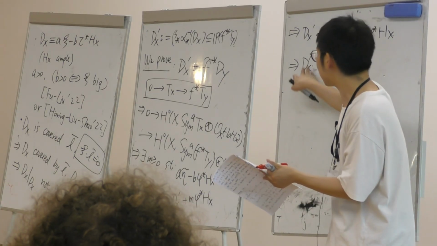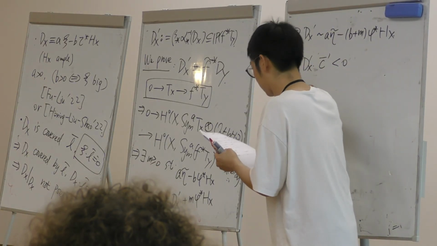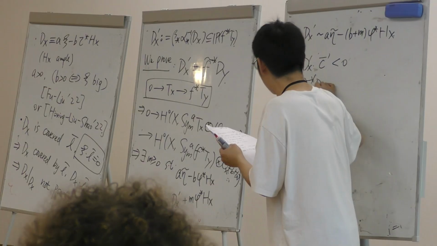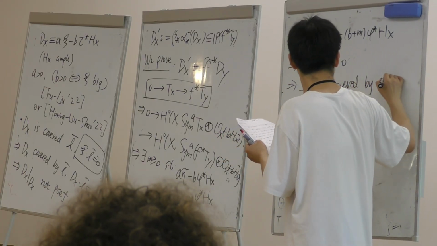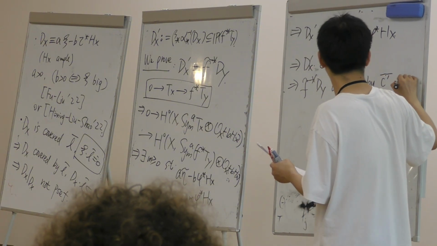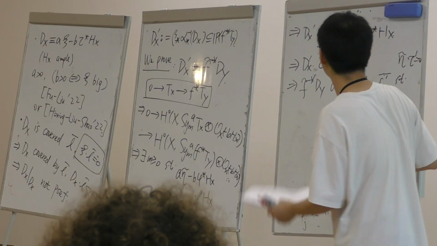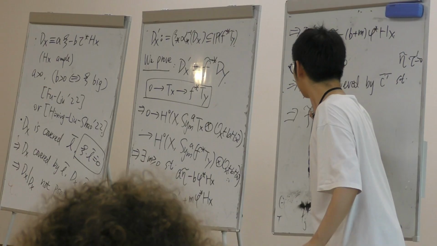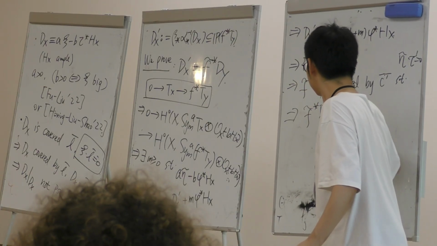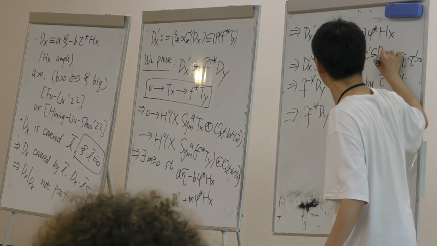So this means dx prime. Note that this f tilde pullback dy is covered by curves C bar prime such that eta tilde times C bar prime is equal to 0. Then you can see this f tilde pullback dy coincides with dx prime, because this means this C bar prime is contained in dx prime.